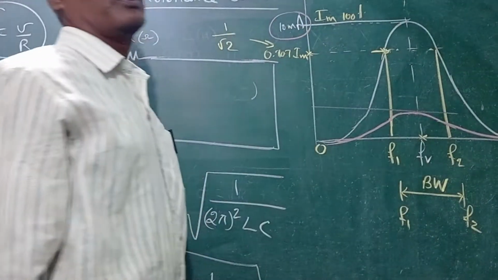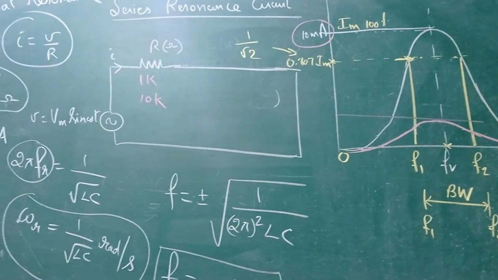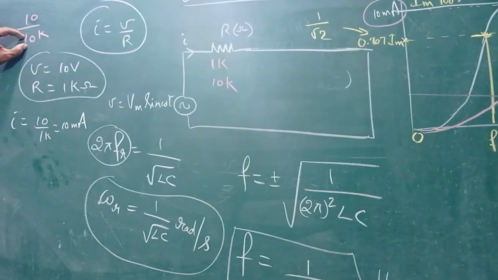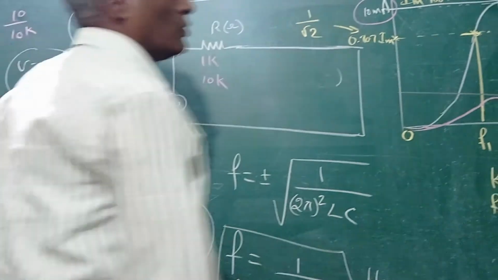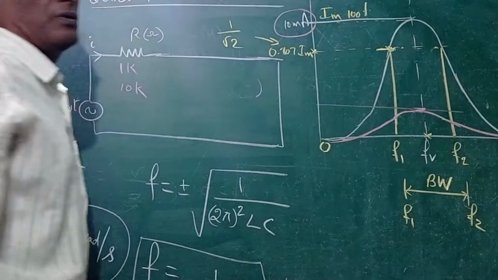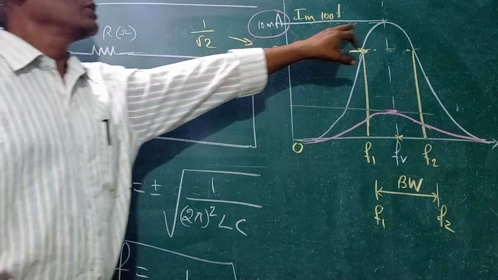So what do you infer from this? When the R value increases, the overall current value decreases. So this will be the amplitude. When R value decreases, the current increases. It goes to 10 milliamps.